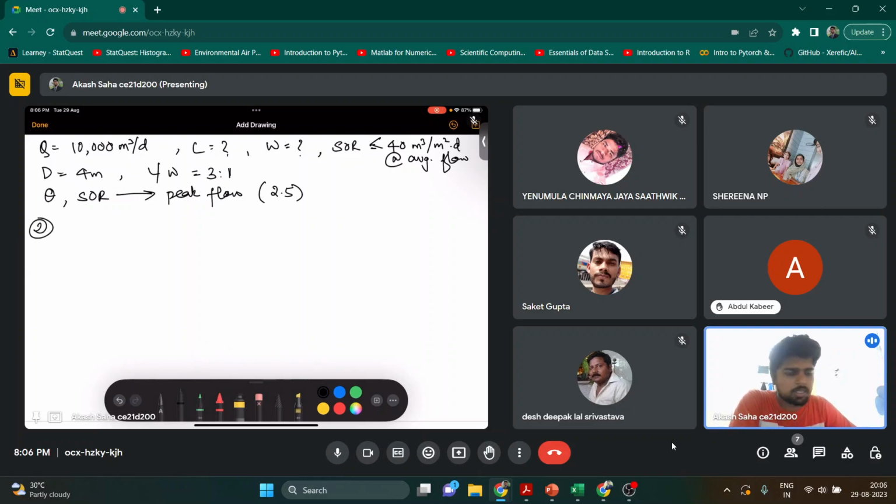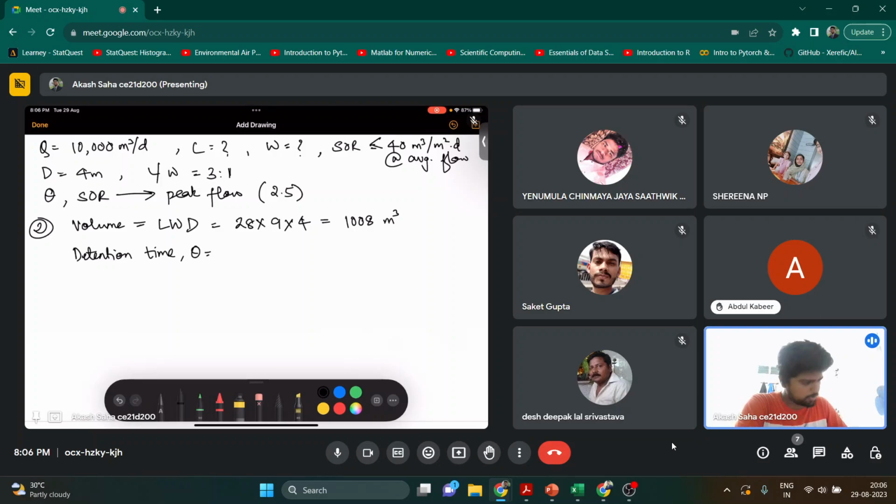Now we will find the detention time. For detention time, we first find the volume. Volume is L W D, that is 28 into 9 into 4, which is equal to 1008 meter cube. So my detention time theta will be equal to the volume by Q, which is equal to 1008 divided by Q.